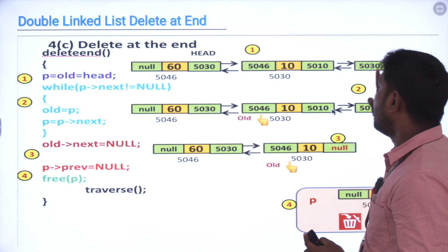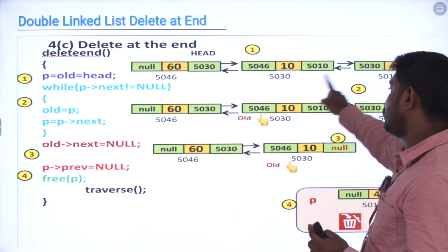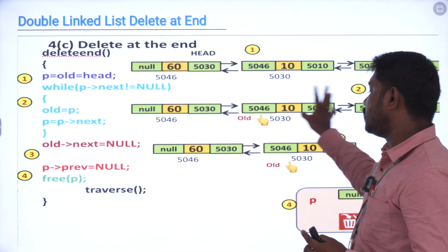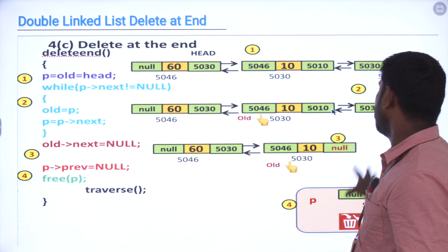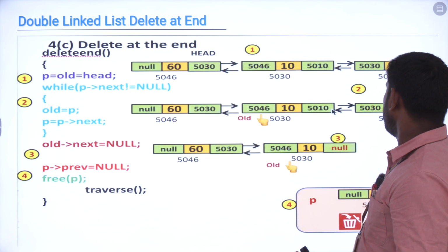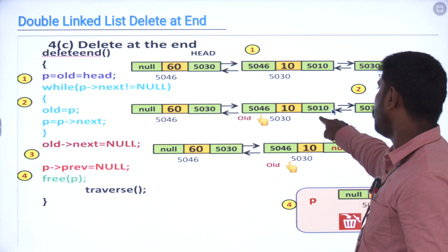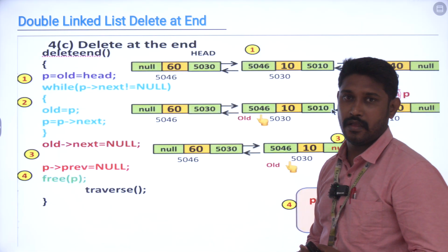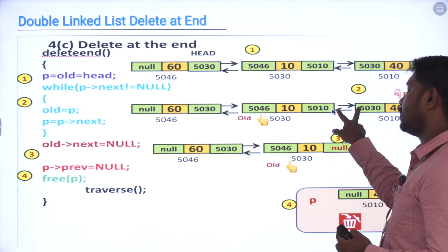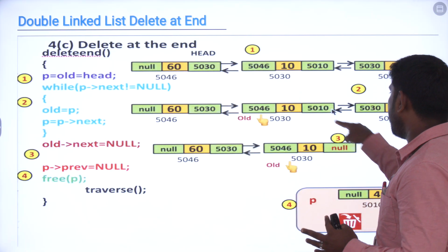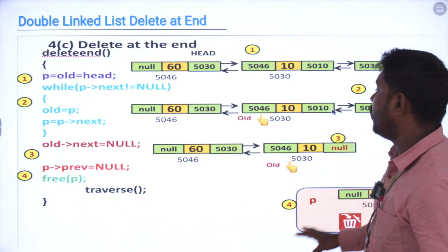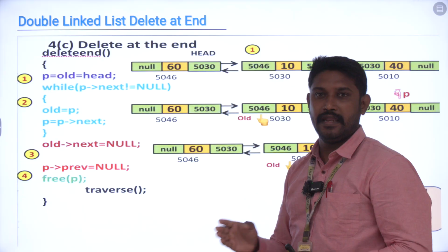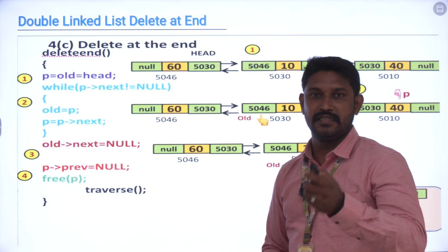Once the P node is pointed to the end node, the previous node will be the old node. So this is the P node and this is the old node. Once this has been identified, old of next is equal to null and P of next is equal to null. Once these two addresses are null, the entire connection will be disconnected and we are going to remove this P node. So this is how the deletion has been done at the end of the doubly linked list.